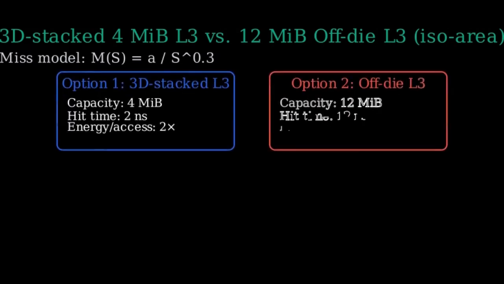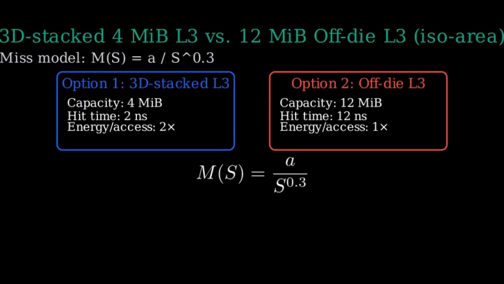First, let's set up the two options clearly. We are given a scaling law for the L3 miss rate, m of s equals a divided by s to the power 0.3. This means that larger capacity reduces the miss rate with a gentle power law. Here is the model on screen. To compare apples to apples, we will calibrate the constant A.